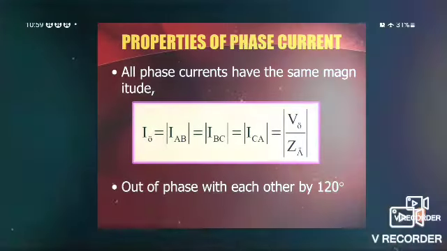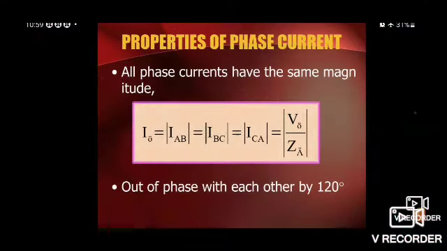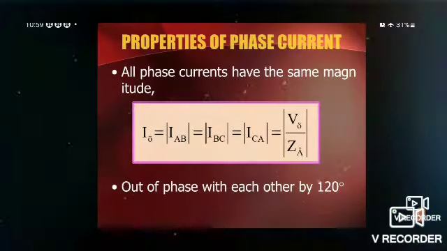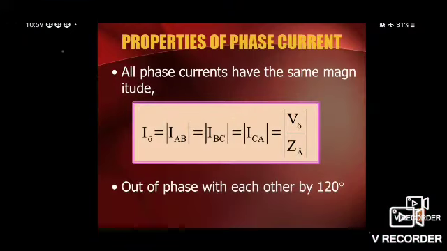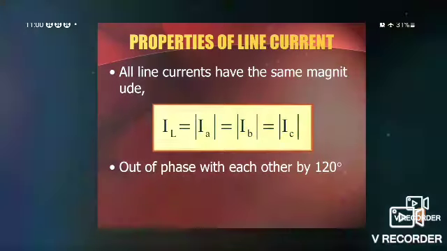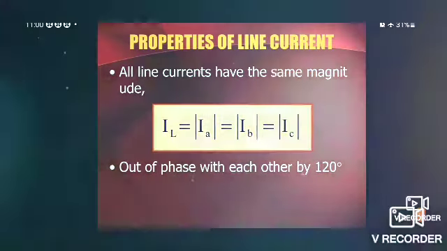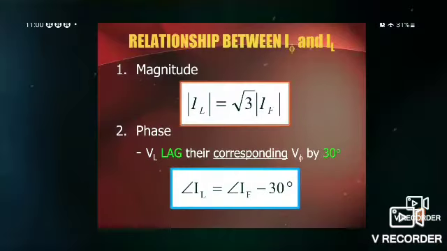Next, properties of phase current. I phase current equals IAB equals IBC equals ICA equals V phase divided by ZA, but out of phase by 120 degrees. All phase currents have the same magnitude. All line currents also have the same magnitude. IL equals IA equals IB equals IC, but out of phase by 120 degrees.